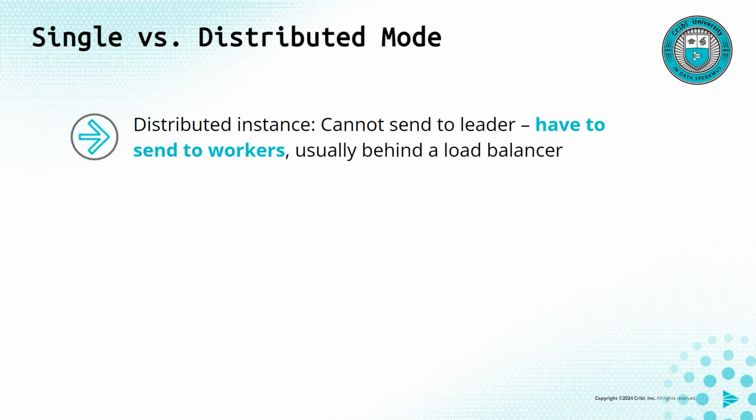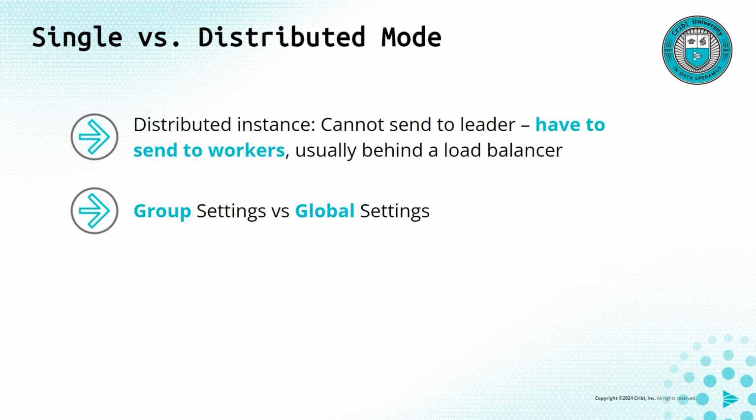First, you will no longer be able to send data to the leader. Most customers will make the current instance the leader and add a worker node. In this scenario, you will need to configure Stream to send data to the new worker node and not the leader node. It is also recommended to use a load balancer if you are using more than one worker. Something else to keep in mind, you will notice that you have group settings versus global settings. With global settings, you are configuring the leader node. With group settings, you are configuring the worker nodes. You always want to make sure to commit and deploy to send the configurations to the worker nodes.